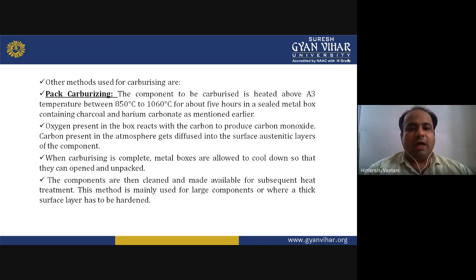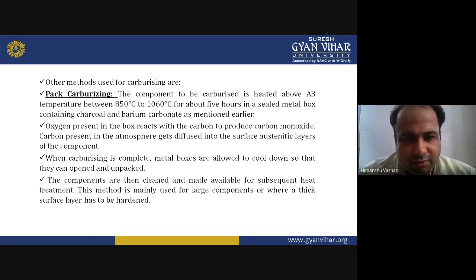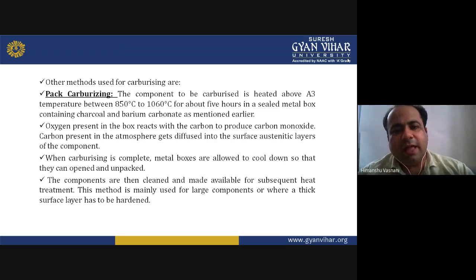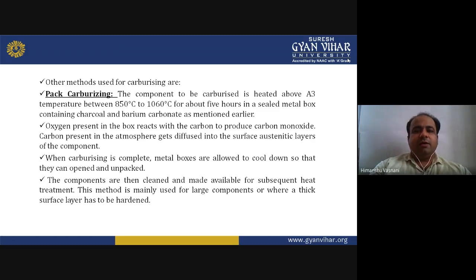So where you have large components, or where you want a thick surface layer to be hardened, you go with the pack carburizing process. It has this facility of hardening large components, or where you want the thick surface layer to be hardened.